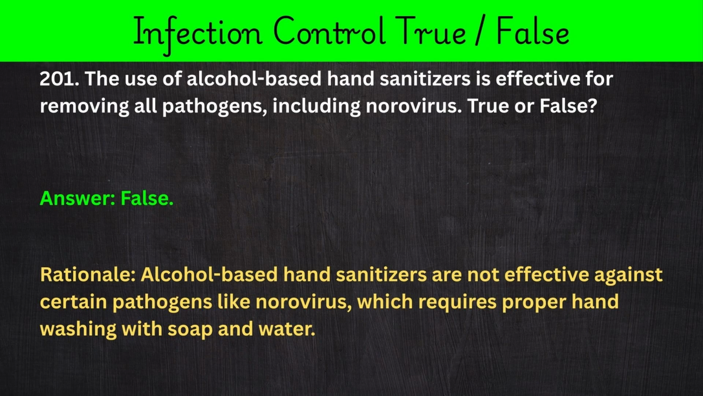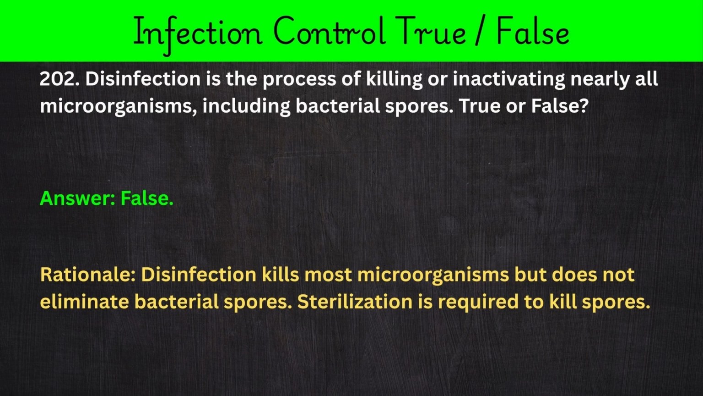201. The use of alcohol-based hand sanitizers is effective for removing all pathogens, including norovirus. True or false? Answer: false. Rationale: alcohol-based hand sanitizers are not effective against certain pathogens like norovirus, which requires proper hand washing with soap and water.